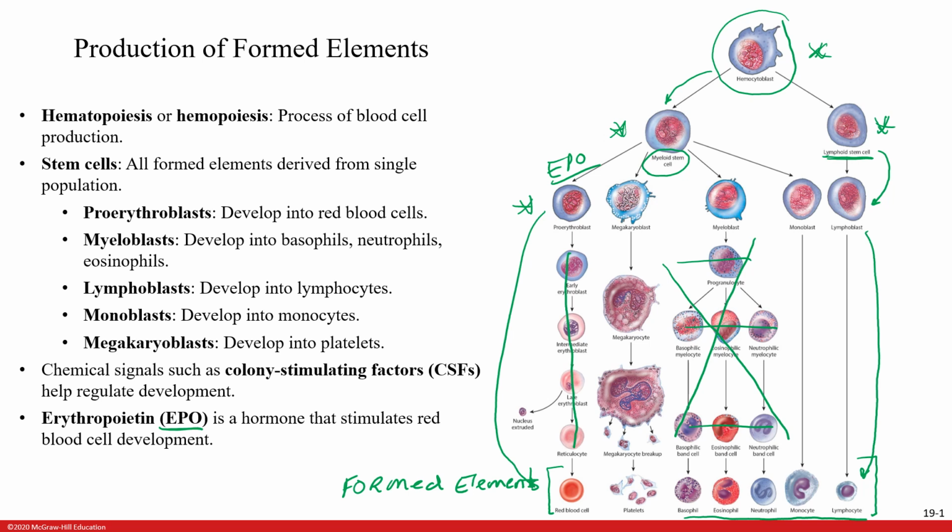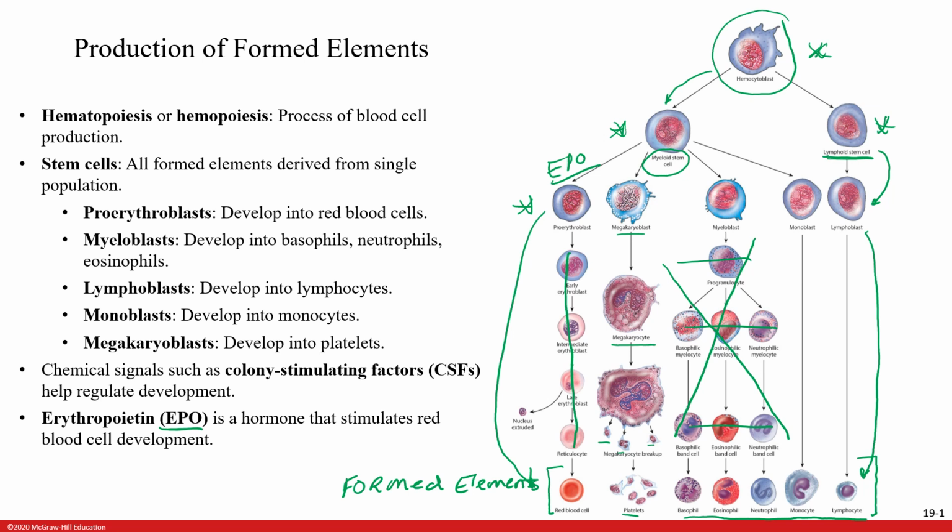If, on the other hand, that myeloid stem cell develops into a megakaryoblast, using a different compound, a different stimulant to cause that, we're not going to talk about the details of that. That megakaryoblast will develop into a megakaryocyte, and that megakaryocyte is basically a great big cell that will break off little pieces of itself to form the platelets.